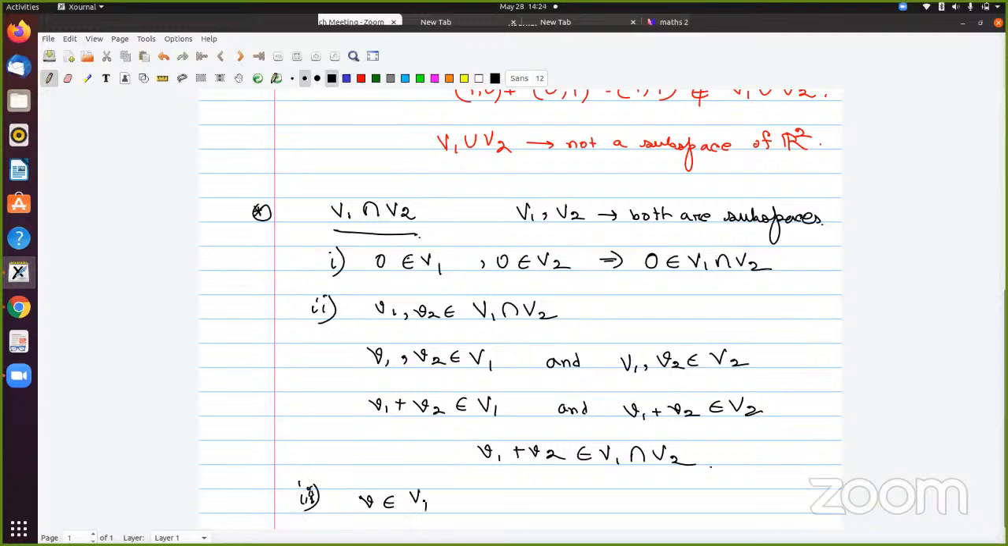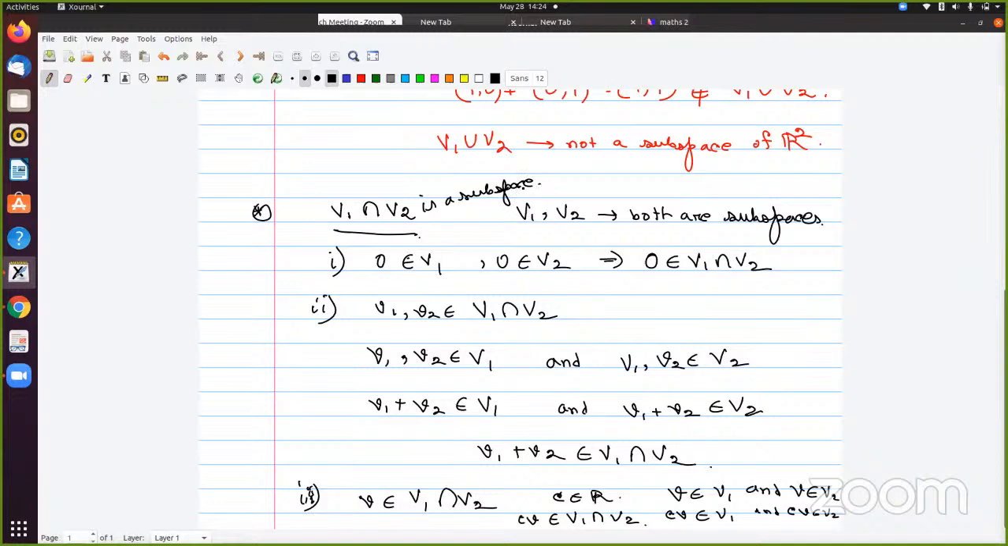And similarly for scalar multiplication. V is in V1 and V is in V2. So CV is in V1 and CV is in V2, and this implies we can say that CV is in V1 intersection V2. So the three conditions are satisfied, so it is indeed a subspace.